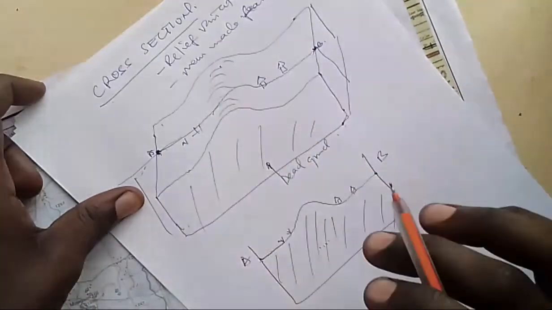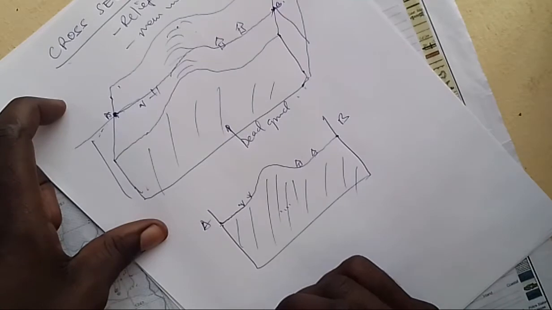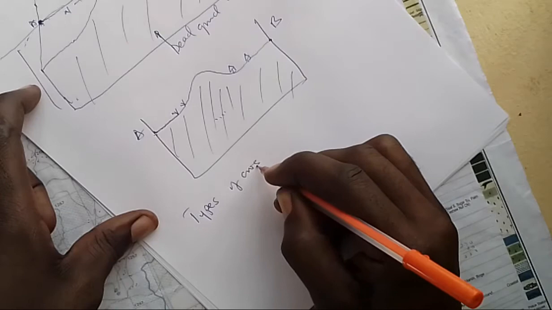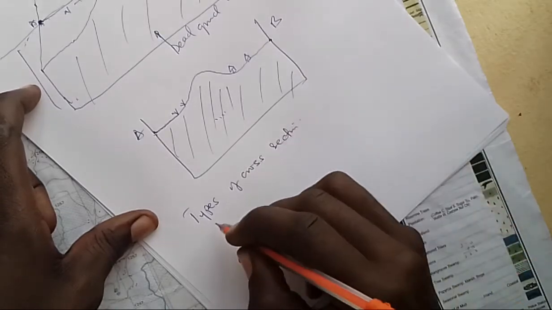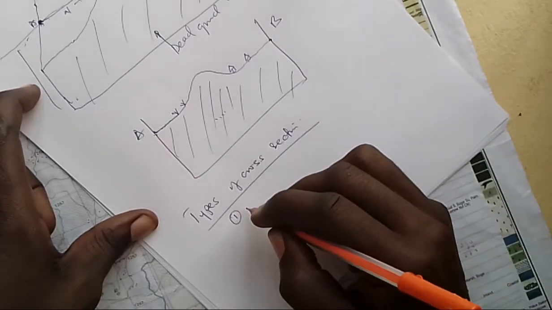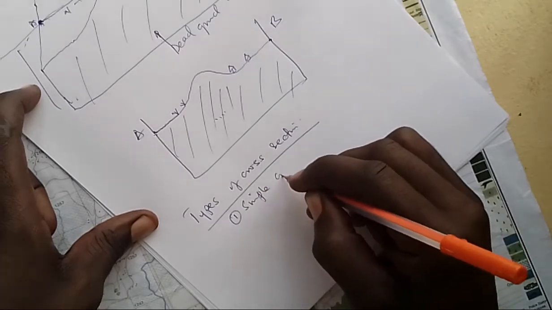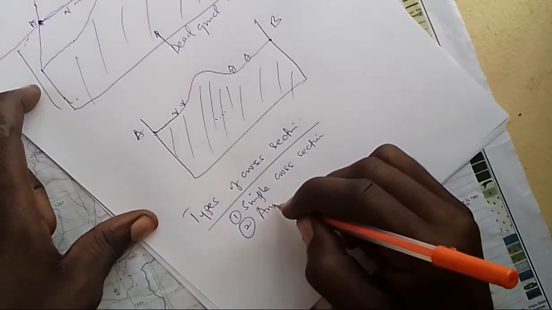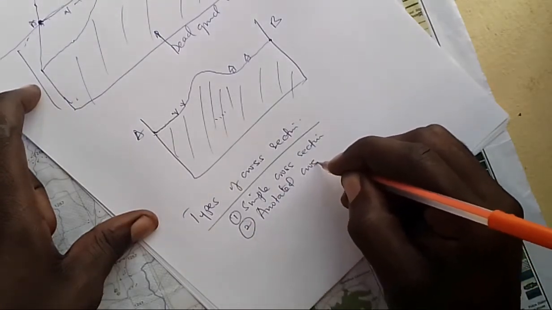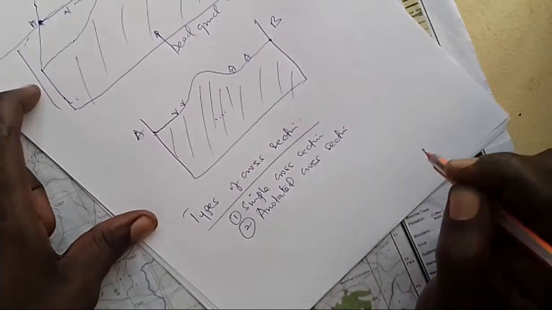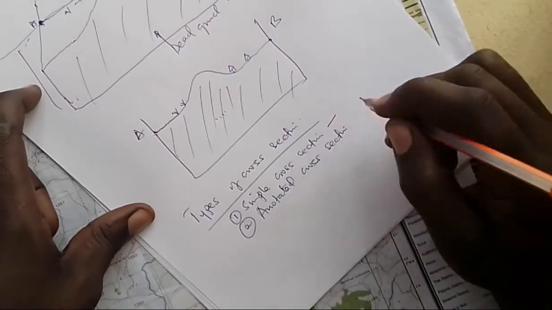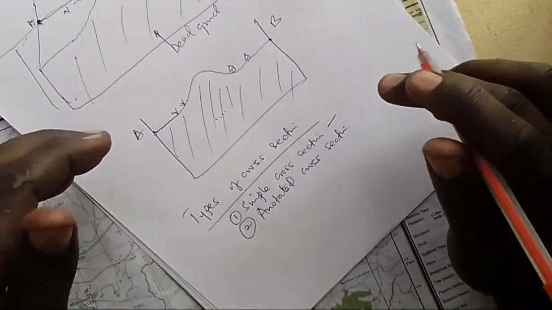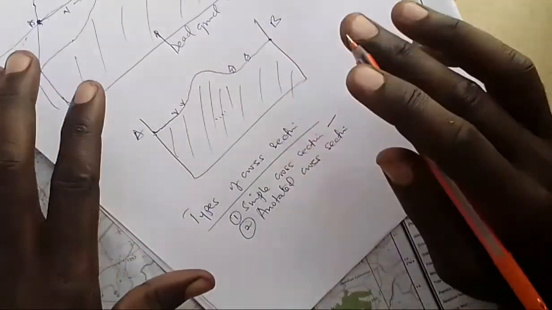So this cross section, we have two types of cross sections. Types of cross section in geography: one, a simple cross section, and two, an annotated cross section. Simple cross section, this is the one that only shows the vertical, the relief variation. Simple cross section, it only shows relief.